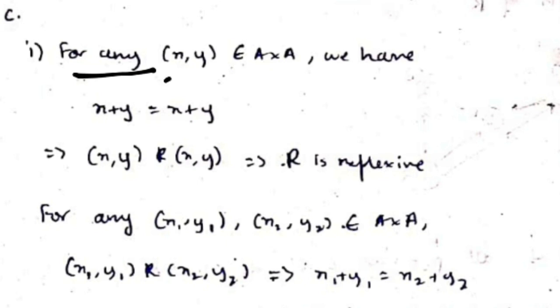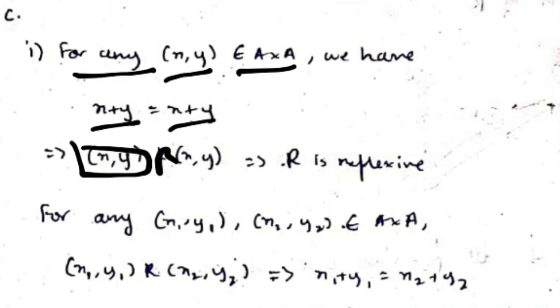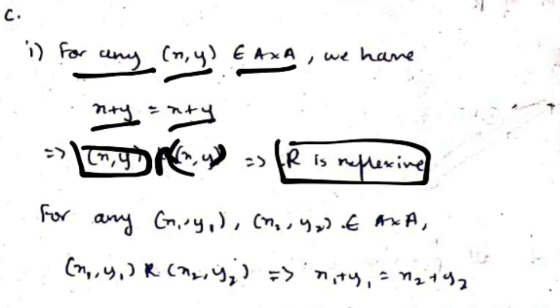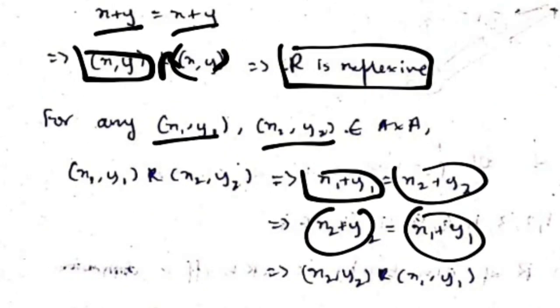So for any (x, y) belonging to A cross A, we have x plus y is equal to x plus y. So (x, y) is related to (x, y), it belongs to R, so R is reflexive. Similarly, for symmetric, x1 plus y1 is equal to x2 plus y2. So x2 plus y2 is also equal to x1 plus y1. Therefore (x2, y2) is related to (x1, y1) also, therefore the relation is symmetric.